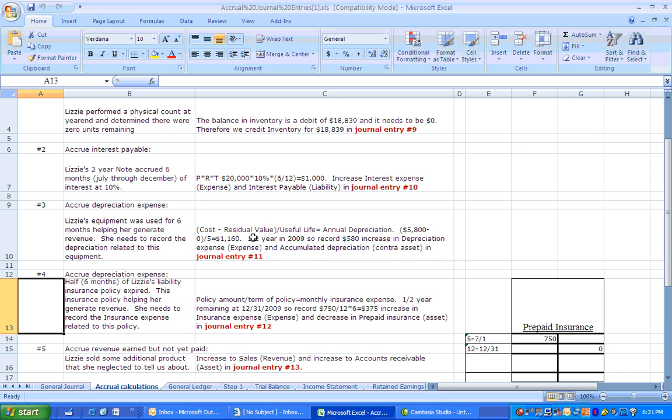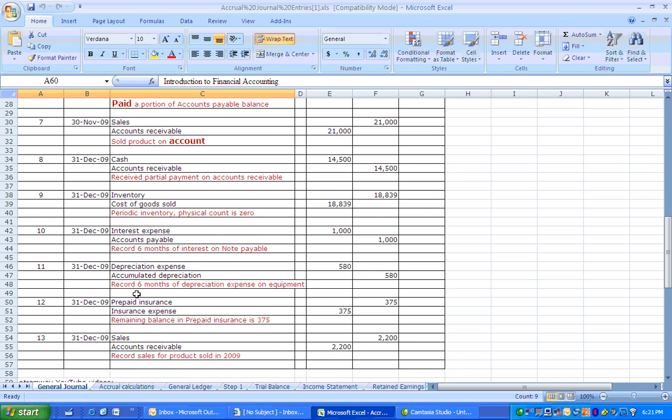What you need to concentrate on is that we just need to record half a year of depreciation expense because some of that equipment was used up. So journal entry number 11 records the depreciation expense for the 6 months ended December 31st, 2009. Let's look at journal entry number 12.